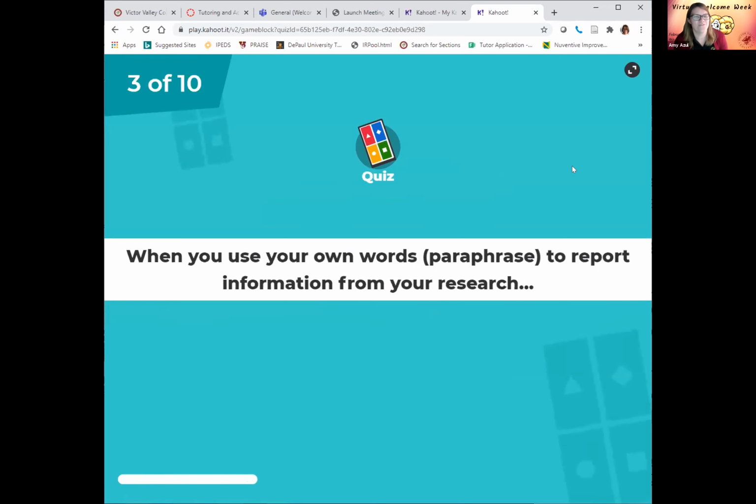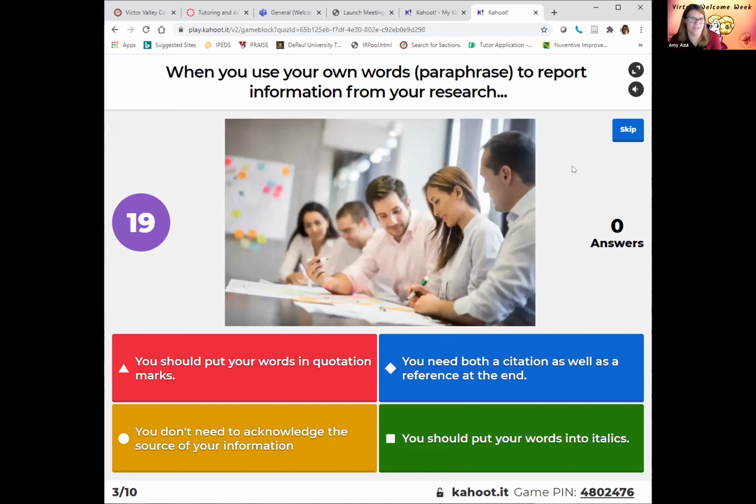Okay, next one. When you use your own words, you're paraphrasing, to report information from your research, you should put your own words in quotation marks. You need both a citation as well as a reference at the end. You don't need to acknowledge the source of your information, or you should put your words into italics.